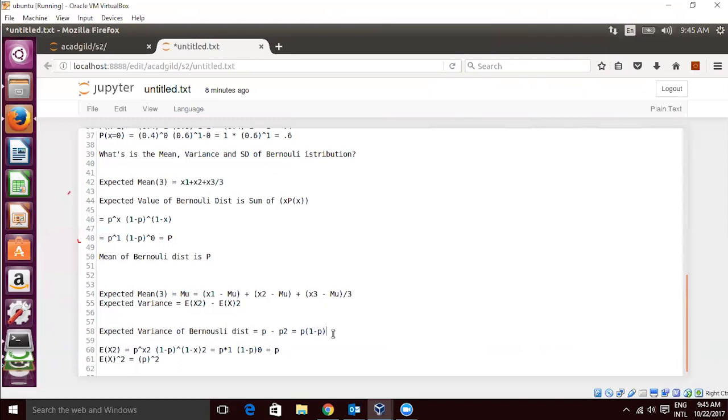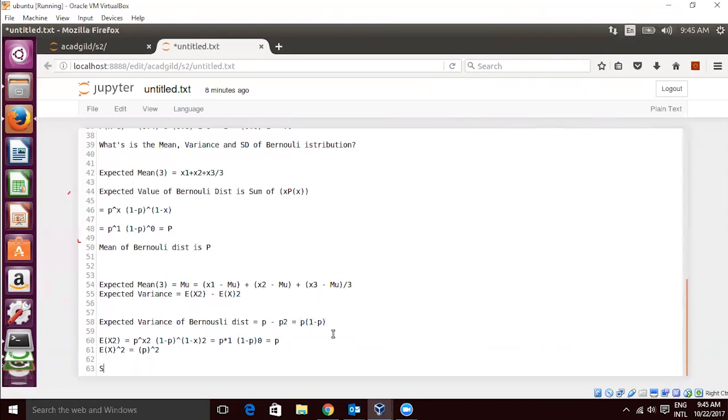Okay, so now how can we calculate the standard deviation from that? What could be the formula for standard deviation? Not a problem. The standard deviation is the square root of variance. Here the variance is p into 1 minus p, so the square root of the variance, that is, the variance to the power of 1 by 2, is the standard deviation. Simple. Okay, so now how we define the formula is very important.